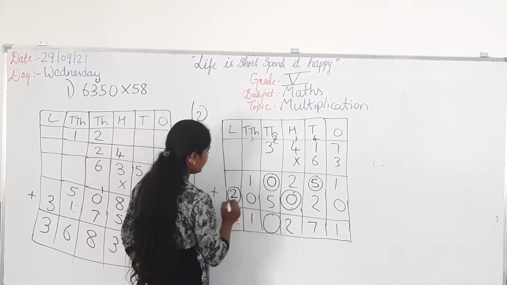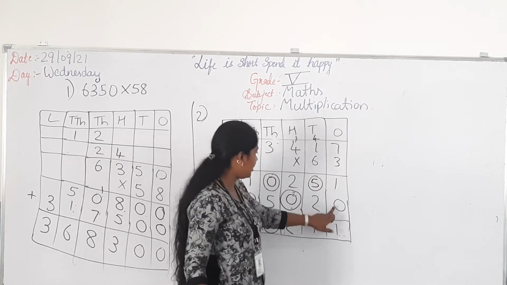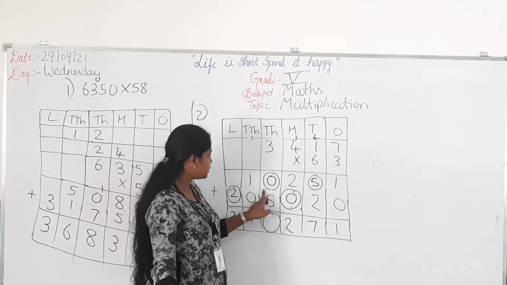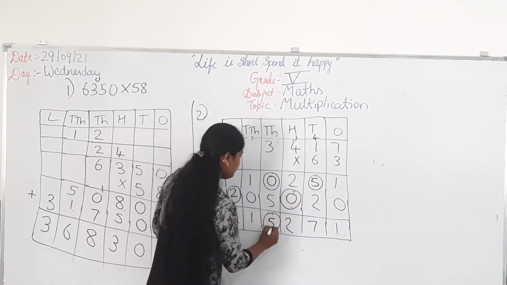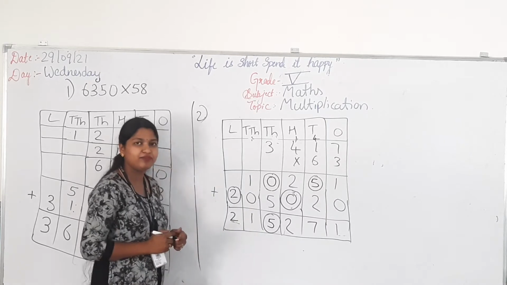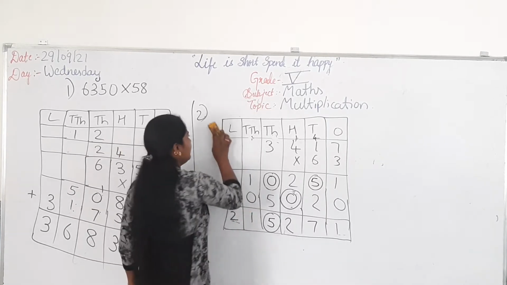So here the missing number is 2. Got it? Now subtraction, addition. 1 plus 0 is 1. 5 plus 2 is 7. 2 plus 0 is 2. 0 plus 5 is? 5 is the missing number. 1 plus 0 is 1. 2 you write as it is. See, you found the missing number, right? Yes, so this is how we find the missing number.